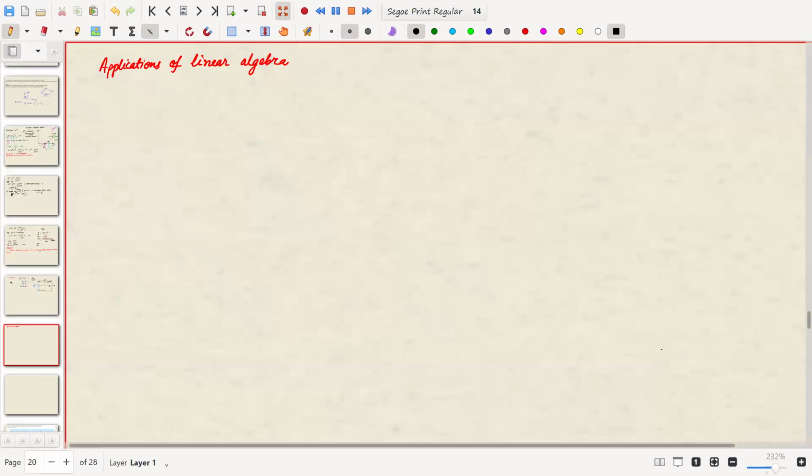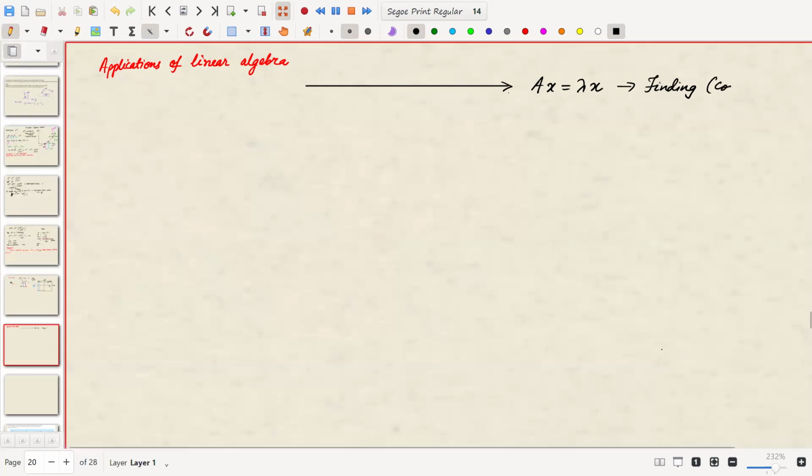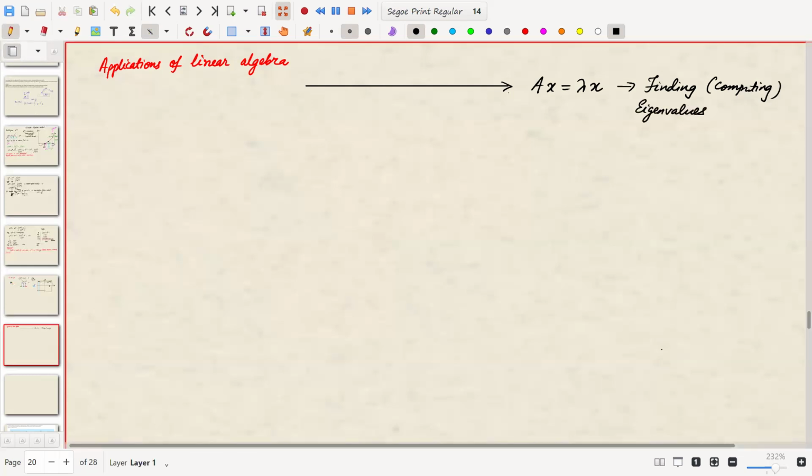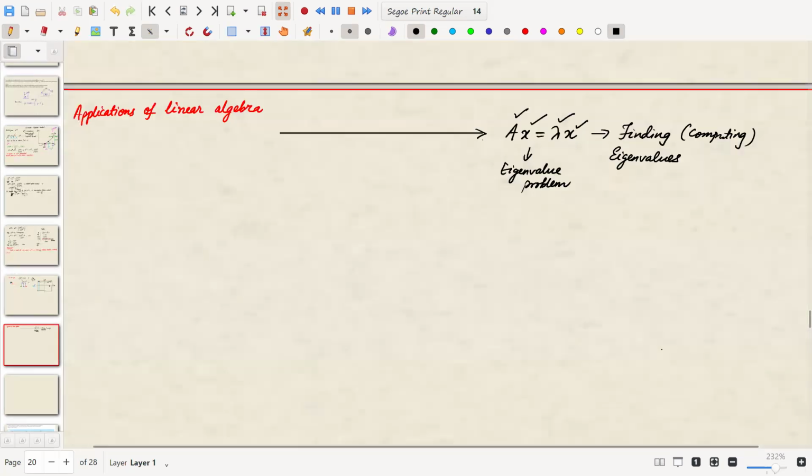First problem is what I told you in the bridge course. That is solving Ax equals lambda x. That is finding, or a better word would be computing, eigenvalues. So for finding eigenvalues, you have this eigenvalue problem. For those who are not aware, A is a matrix, x is a vector, lambda is the eigenvalue, x is the eigenvector.